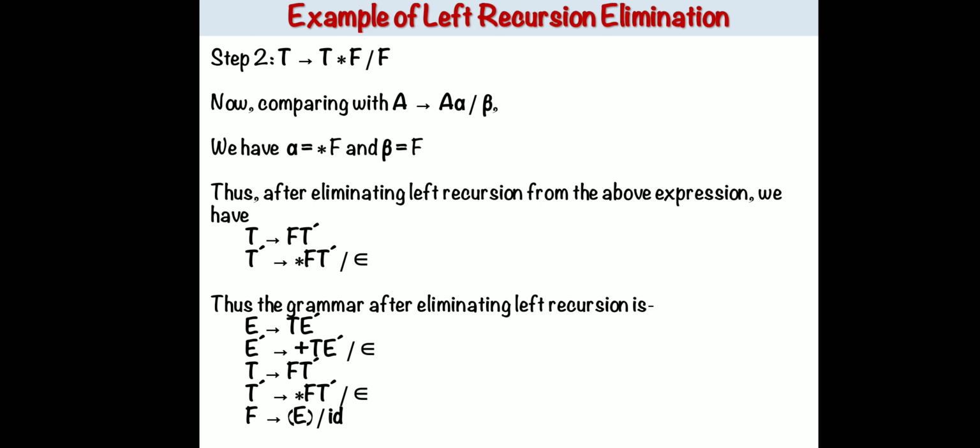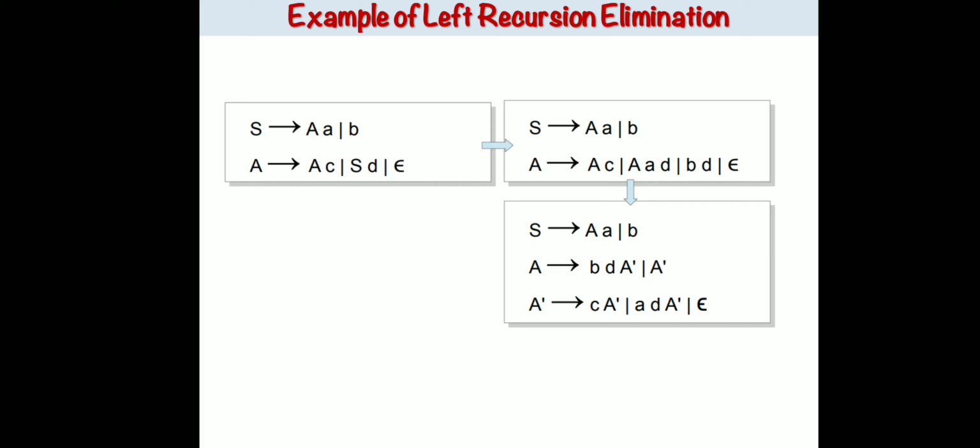In step 2, T arrow T into F slash F. Now comparing with A arrow A alpha slash beta, where alpha is star F and beta is F. After eliminating, we will get T arrow F T dash, T dash arrow star F T dash slash null. So after eliminating the left recursion, these are the productions we will get. This is an example of left recursion removal, which you can try for yourself.